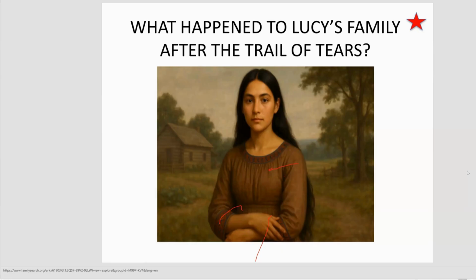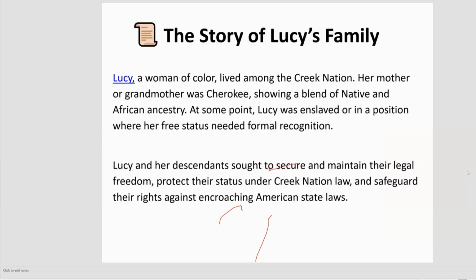So now the question is, what happened to Lucy's family after the Trail of Tears hit? This is just a summary, saying her grandmother was Cherokee. So she was a blend of Native and African ancestry. At some point, Lucy was enslaved or in a position where her free status needed formal recognition. This is Chat saying it, but why would you call her a free person if she was full Native? Many of the blends of European and Native still were not considered free people of color. Her color came from an African connection somewhere.